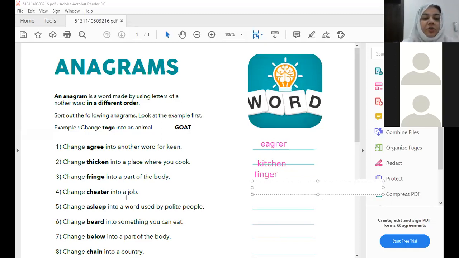Change cheater into a job. Teacher. Very good. So it means in this small time, you are able to guess some words. Okay. Change asleep into a word used by polite people.